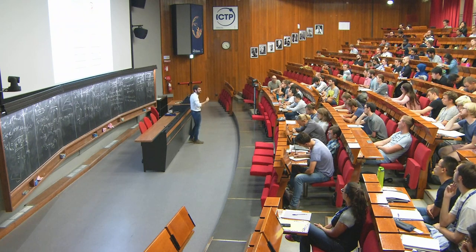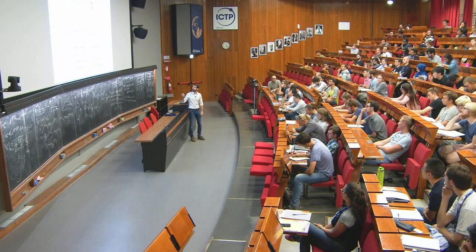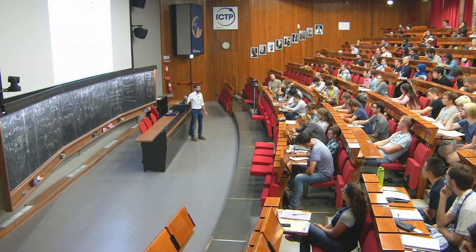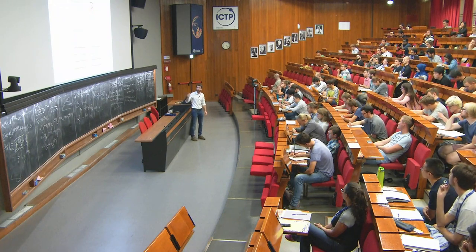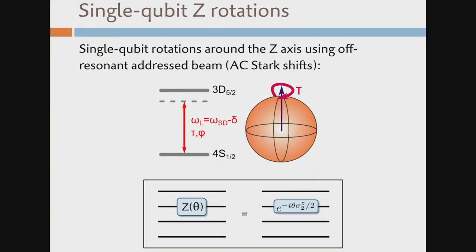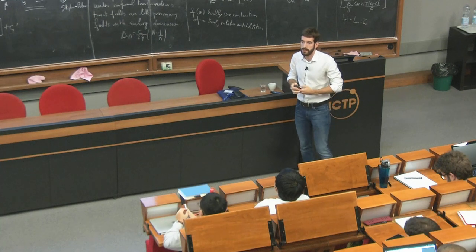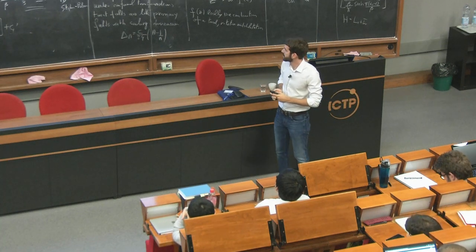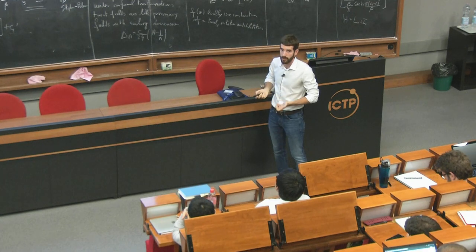I'm not doing rotations around the X or Y axis. But instead, what I'm doing is inducing an AC Stark shift, which effectively detunes my transition with respect to my laser. Now, if I keep this detuning for a while during my laser pulse, then what I get is a phase evolution, which is equivalent to a rotation around the Z axis of the Bloch sphere. So what I can do with this technique is addressed Z rotations, which is also one of our building blocks.